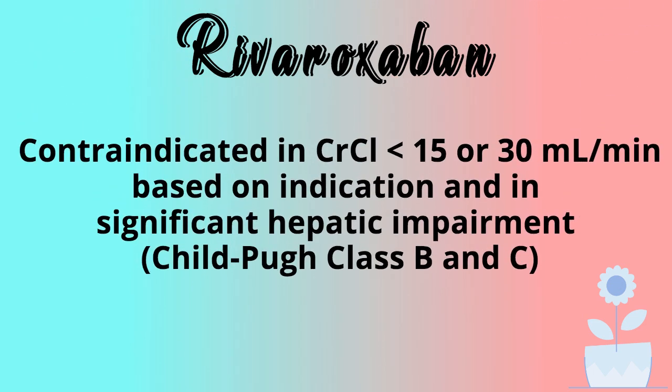And as mentioned before, all of the factor Xa inhibitors are renally excreted. So is this one. And it is actually contraindicated in patients who have creatinine clearance less than 15 or 30 milliliters per minute based on the specific indication. And it is also contraindicated in significant hepatic impairment, so in Child-Pugh class B and C.